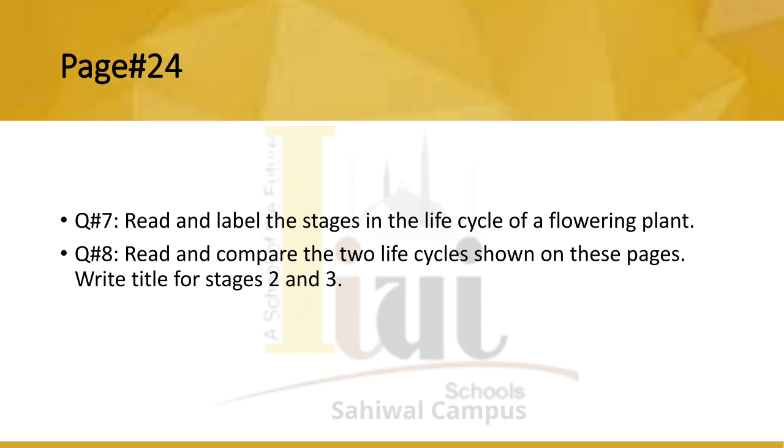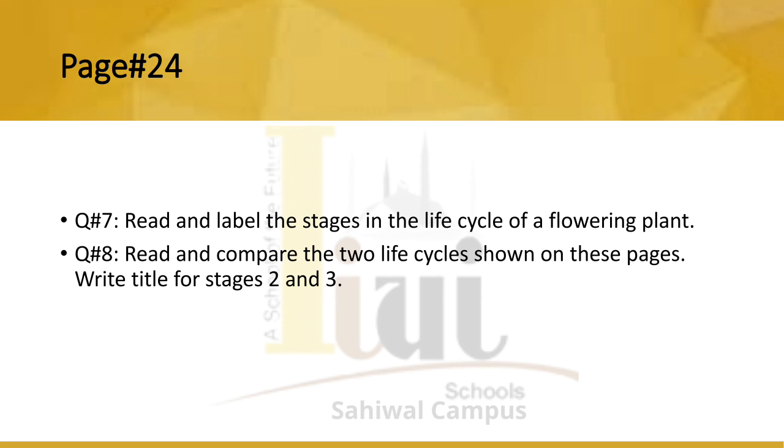Question number 7. Read and label the stages in the life cycle of a flowering plant. So here are 4 stages given. First one is pollination, second one is adult plant, third one is seed, and the fourth one is growth. And here 4 blanks are given. The stage is described appropriately, but the names are missing. So you have to read this paragraph and label the stages in the life cycle of a flowering plant, and read out these stages which are given over here 1, 2, 3 and 4, and then label them with the given words. Question number 8.